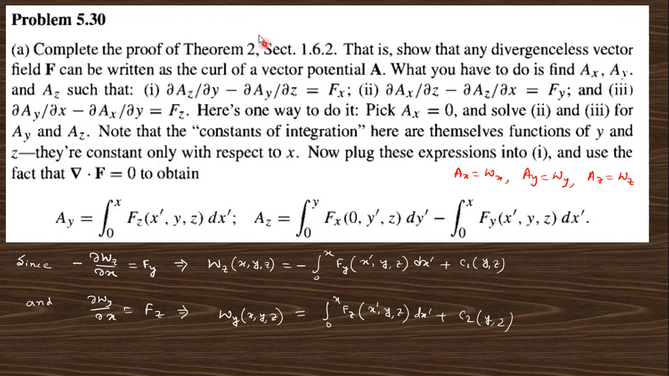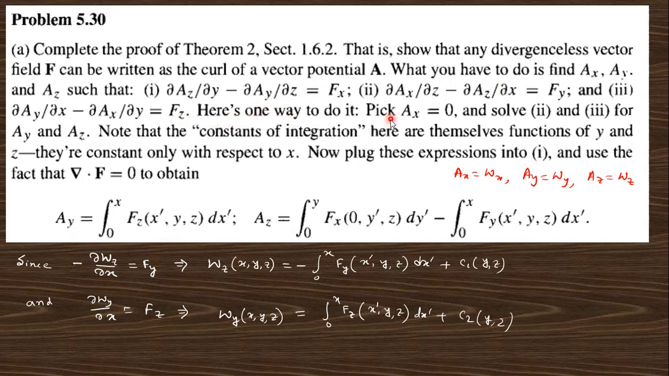Now the proof of Theorem 2, Section 1.62: a divergence-free vector field B can be written as the curl of a vector potential A. So any divergence-free vector field F can be written like that. What do you do? Find Ax, Ay, Az, where ∂Az/∂y minus ∂Ay/∂z equals Fx, and so on for Fy and Fz.